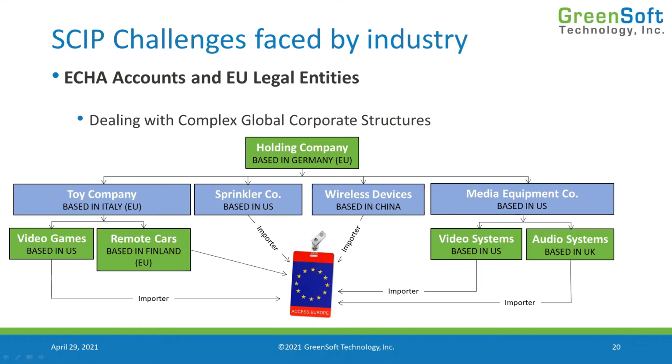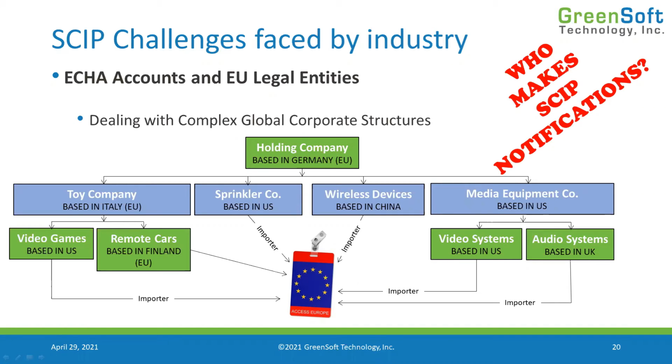So yeah, there's a very complicated corporate structure. We have various entities here. We have importers, we have EU entities, we have non-EU entities, all needing to place product on the market, with multiple importers involved. So my question to you is, who makes the SCIP submissions in this case? Who's going to own these? Is the holding company going to make all the submissions? Are they providing all the reference IDs to all the importers, to all of the business units? Are they allowing each business unit to handle this themselves? This is a question that's hard to answer.